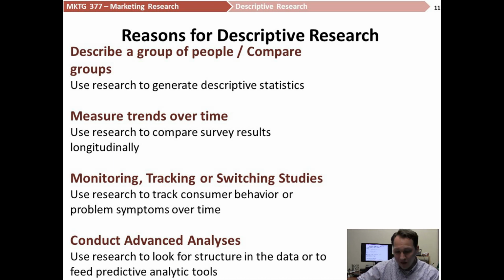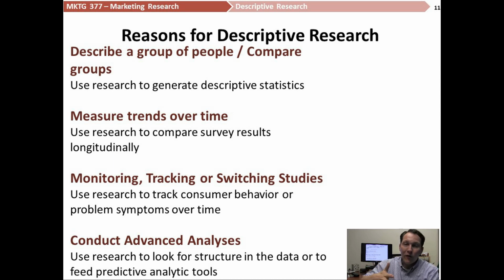Now, there are several reasons to conduct descriptive research. One of those is to just look at groups of people and to generate statistics that describe them. So we might say, for example, within this class, 70% of the students are A students, and 20% are B students, and 10% are C students. Hopefully the distribution is even a little bit more skewed than that towards A students, but those would be the statistics to talk about the class. We might say that 52% of the class is male and 48% is female. We might say that 60% are juniors and 40% are seniors. These are all just ways of talking about the group.